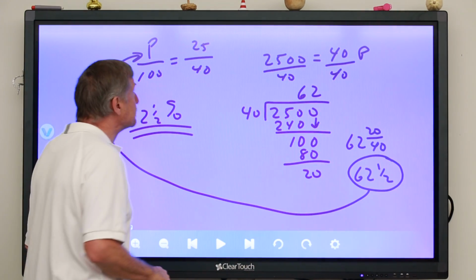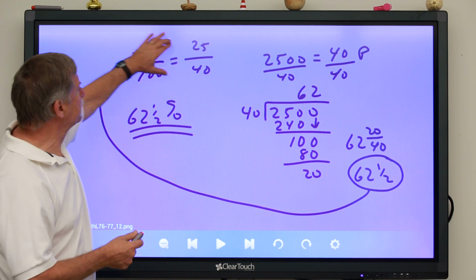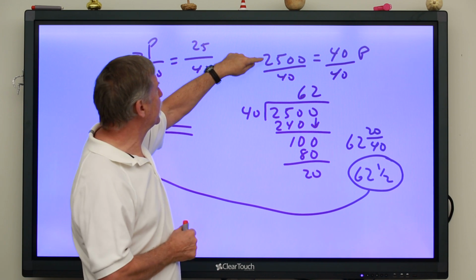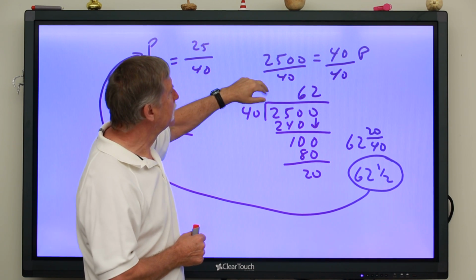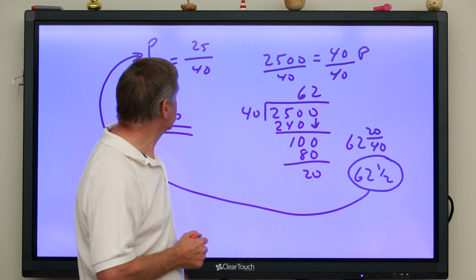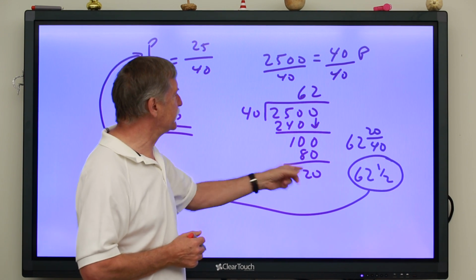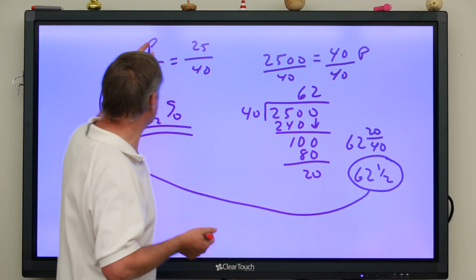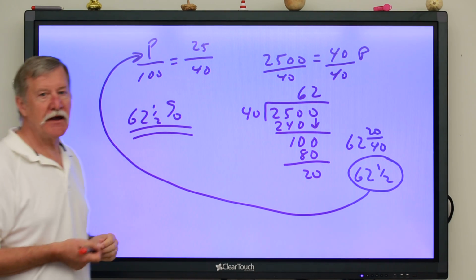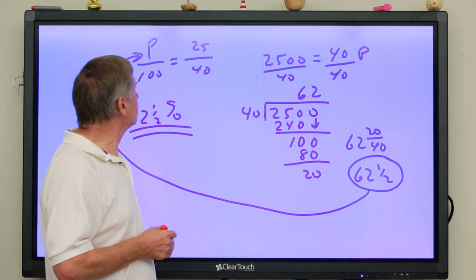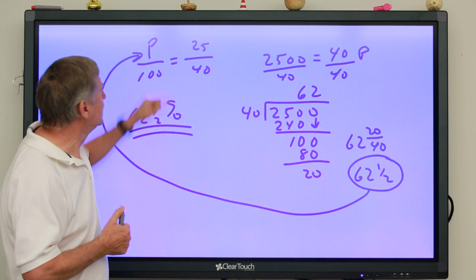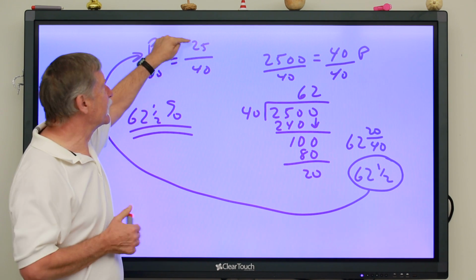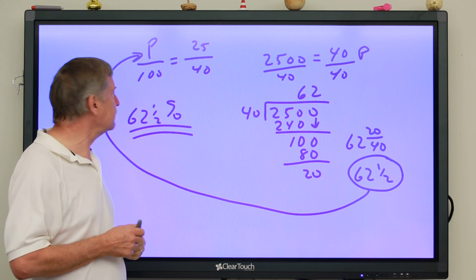All right. So we've set up the proportion, 25 times 100, 2,500, divided by 40, gives us 62 with 20 left over, 62 and 1/2 on top of 100, which is 62.5%. And again, we got to ask ourselves, does that make sense? Well, 20 out of 40 would be 50%, half. 25 out of 40 should be more than 50%, and it is.